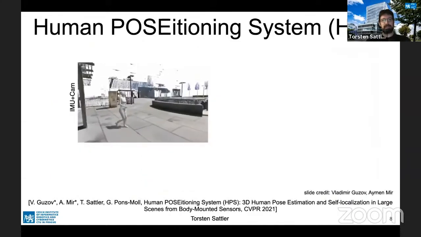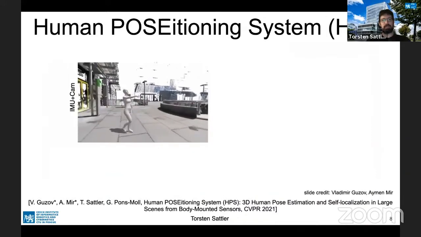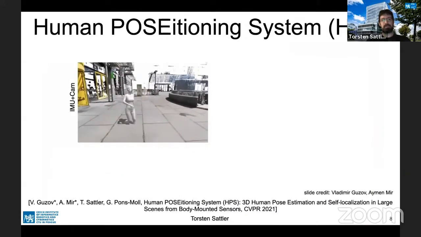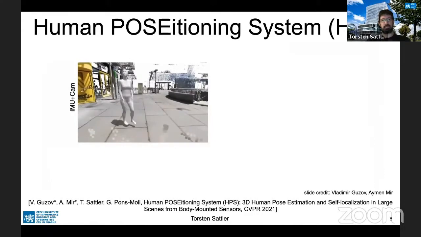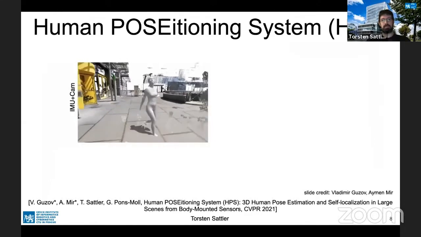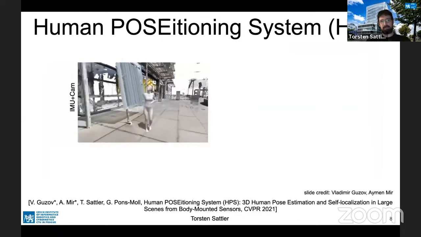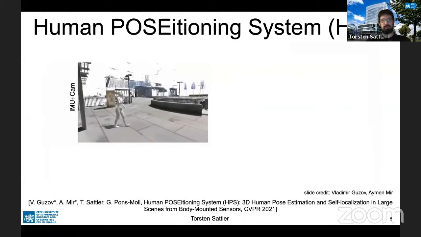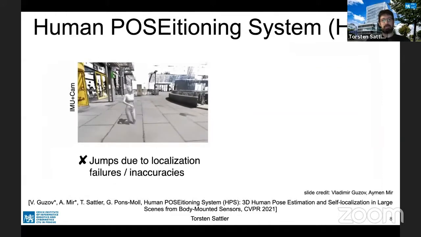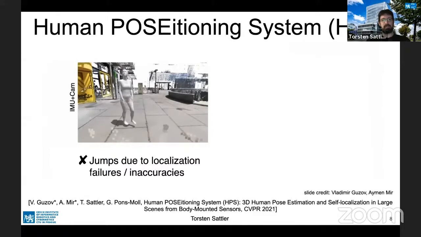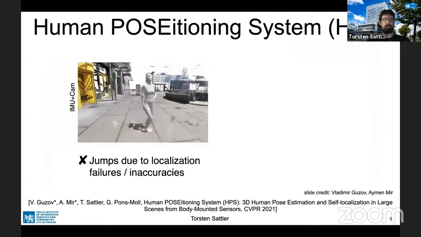Here's a first prototype where we essentially use the IMUs on the body of the human to track the body motion and the camera to figure out where the human is in the scene. It works kind of, but this is clearly not a realistic smooth motion. What happens is that there are localization failures and inaccuracies that lead to those jumps, to the human flying in the air.